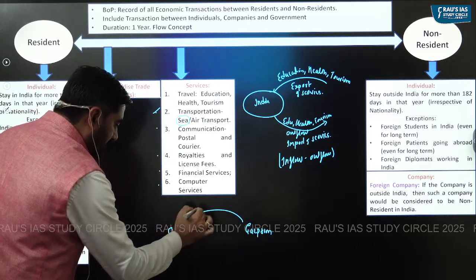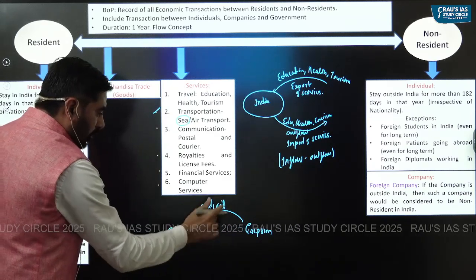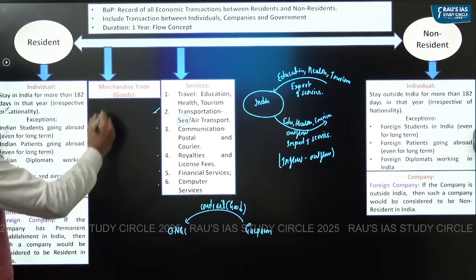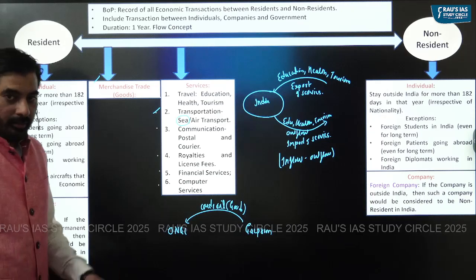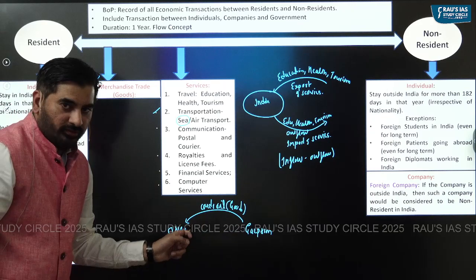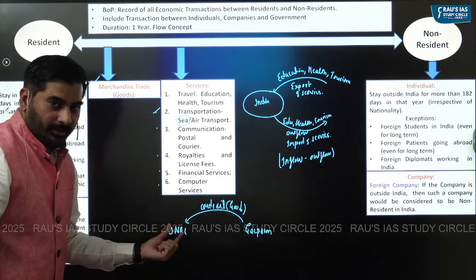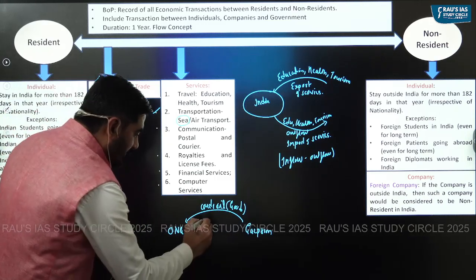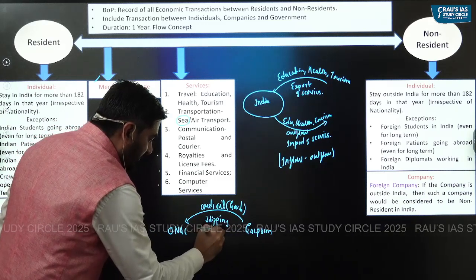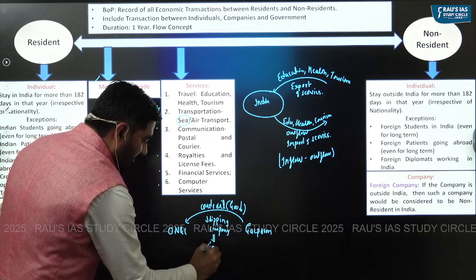ONGC might import crude oil. Though the import of crude oil is actually considered as import of goods, it will be accounted here. But it may so happen that for transportation of the goods, that is crude oil, from Russia to India, ONGC may hire a Singapore based shipping company. So let's say this shipping company, which is involved in transportation of crude oil, is based in Singapore.